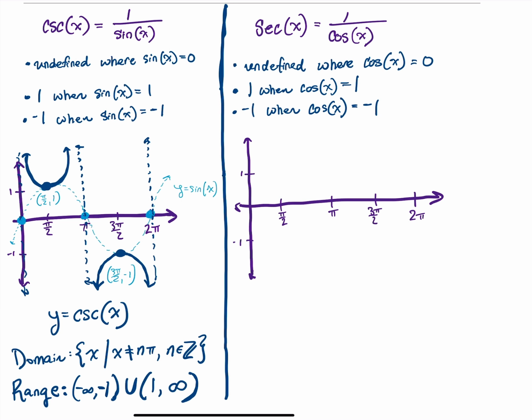The cosine starts at its maximum. Cosine of 0 is 1. Then down to the middle point, pi over 2 is 0. Cosine of pi is negative 1. Cosine of 3 pi over 2 is 0. And the cosine of 2 pi is back at positive 1. And I'll do a little imaginary cosine curve here.